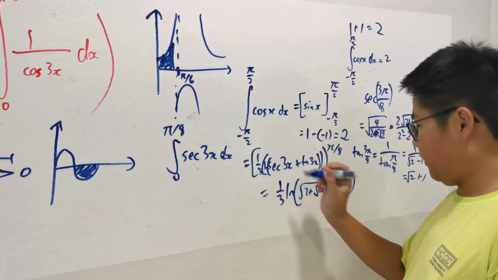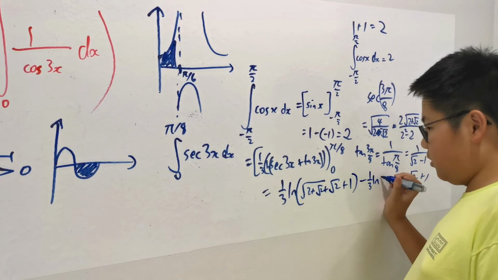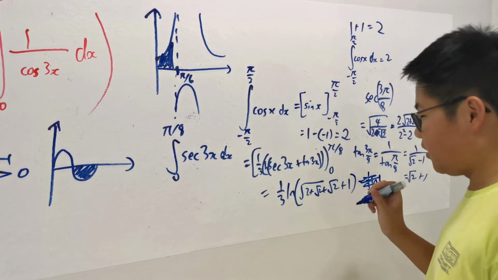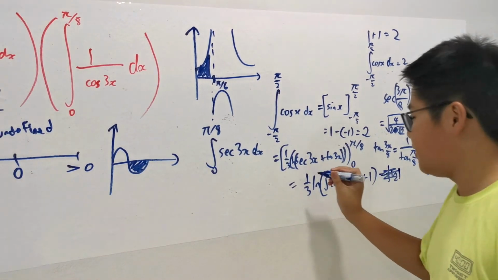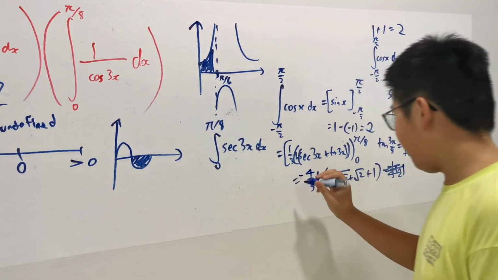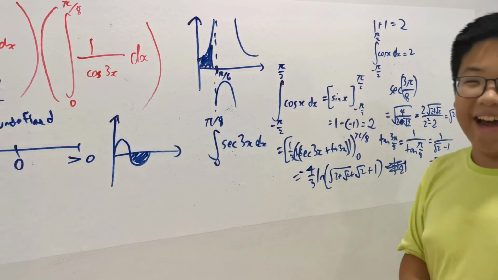And don't forget to put in the zeros. Minus 1/3 ln 1. So we cancel this out. And we now say that the total area t is negative 4/3 ln of root 2 plus root 2 plus root 2 plus 1.